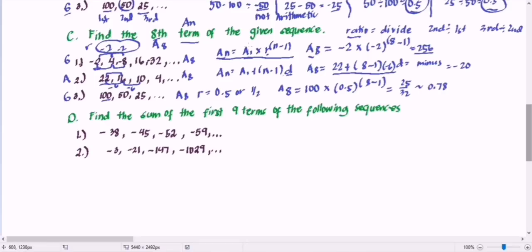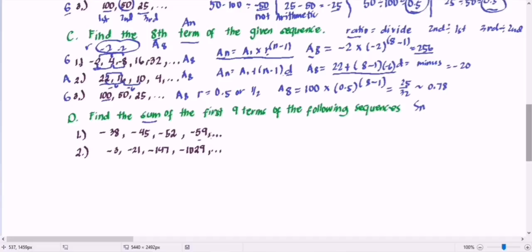Let's proceed now with letter D. So, dito, find the sum. So, sum na ngayon yan. Ang gagamitin nyo na yung S sub N. Okay? Pero alamin natin kung yan ba ay sum of geometric or sum of arithmetic. So, find the sum of the first 9 terms. First 9 terms, ibig sabihin yung unang siyam na termino or 9 terms of the sequence, ipagka-plus-plus natin. So, meron tayo ditong una, negative 38, negative 45, negative 52, then meron tayong negative 59.